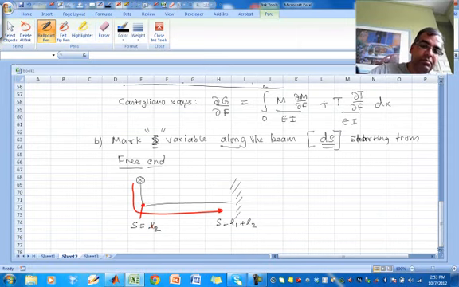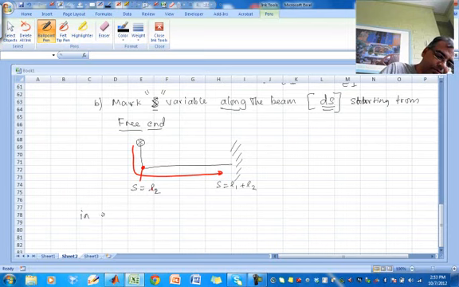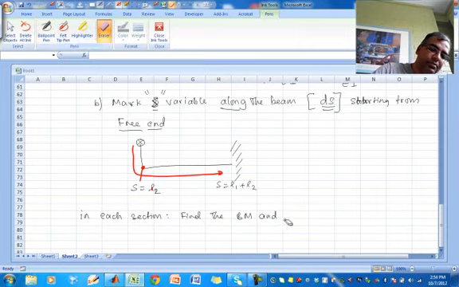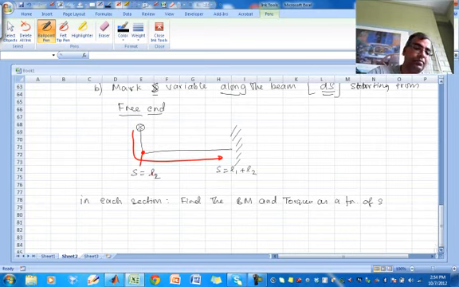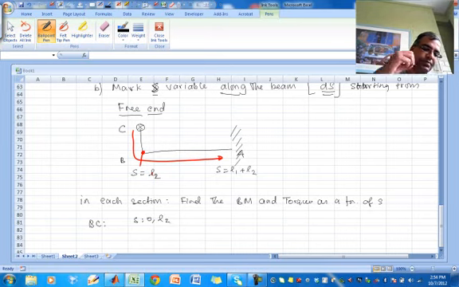Okay, and in each section, find the bending moment and shear force, sorry, and torque as a function of S. Okay, so this was my point C, this is B, that's A. Okay, along the curve BC, I know that S is going from 0 to L2. Okay, how much is M?